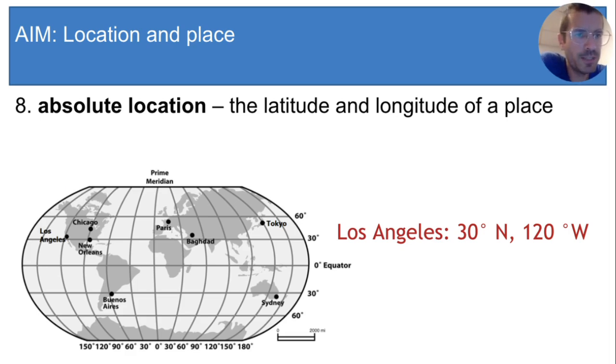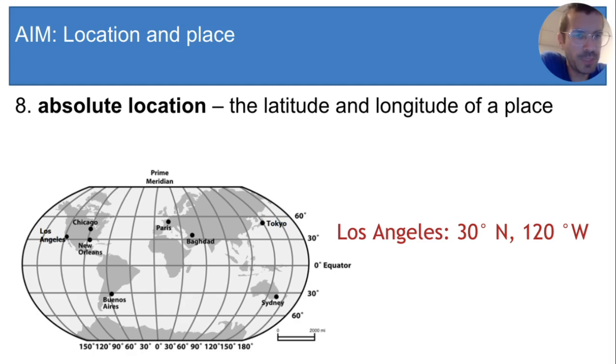Absolute location is the exact scientific location of a place on Earth given through coordinates of latitude and longitude. You do not have to know how to read latitude and longitude from a map in order to do well on the AP exams or any of my exams.